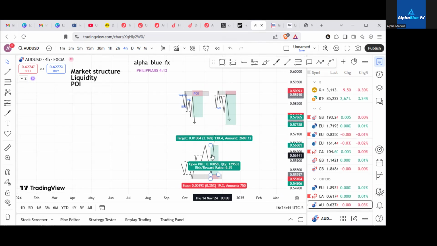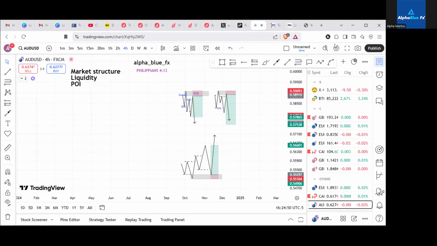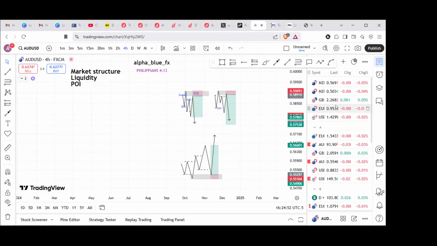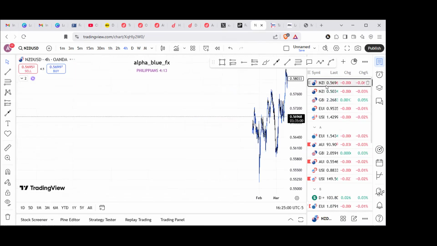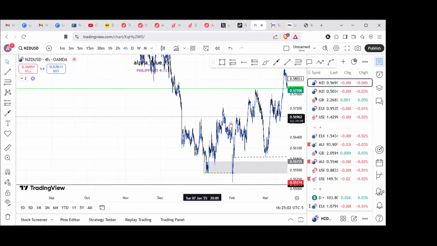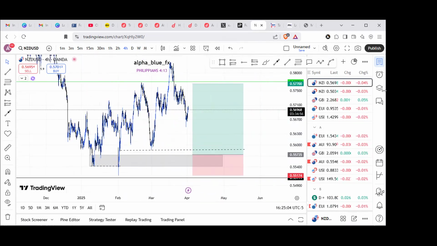So right now, let's look for examples. Let's look for examples so I can show you. This week, if you are on my Telegram group, you will find out that I took a trade on NZDCHF. And that trade is what I'm going to show you now.